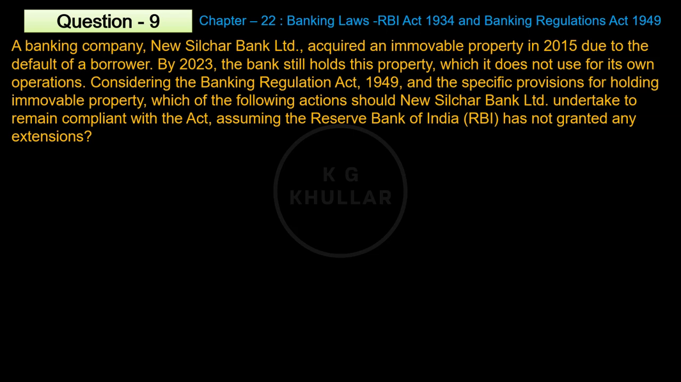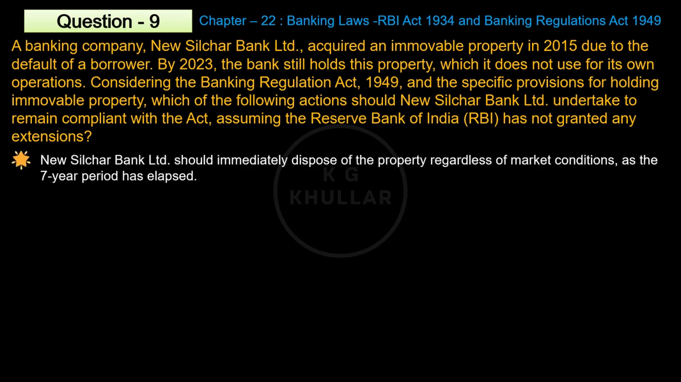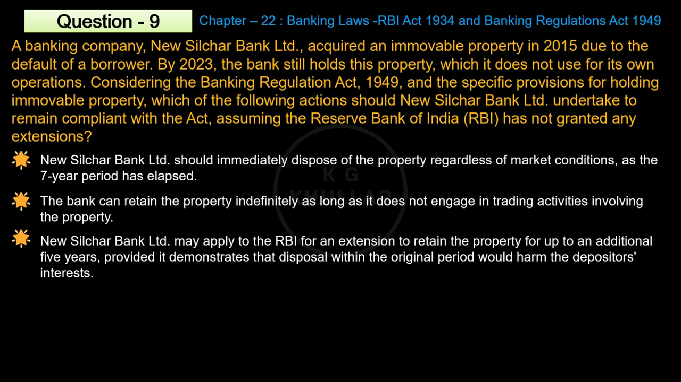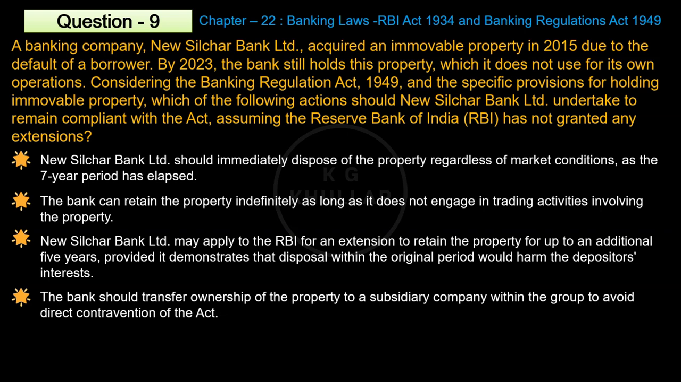That is, first option A is New Silchar Bank Limited should immediately dispose of the property regardless of the market conditions as the 7-year period has elapsed. Then second option B is the bank can retain the property indefinitely as long as it does not engage in trading activities involving the property. Then third option C is New Silchar Bank Limited may apply to the RBI for the extension to retain the property for up to an additional 5 years, provided it demonstrates that disposal within the original period would harm the depositor's interest. And last option D is the bank should transfer ownership of the property to a subsidiary company within the group to avoid direct contravention of the Act.